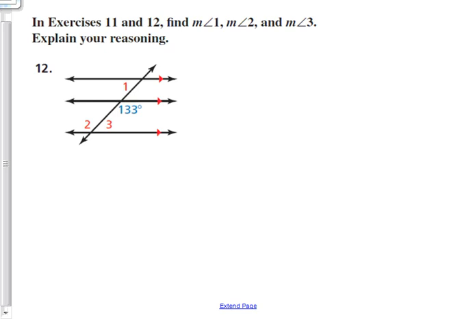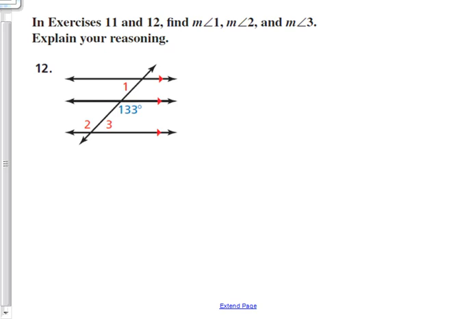So for number 12, I'm going to go ahead and start with something that I know to be true. I'm going to skip angle 1. I'm going to do that last because 133 degrees and angle 1 don't have any correlation whatsoever. There's no relationship between those two. One of them is exterior, one of them is interior. They're not in the same position, so there's nothing really in common there. So I'm going to skip that.